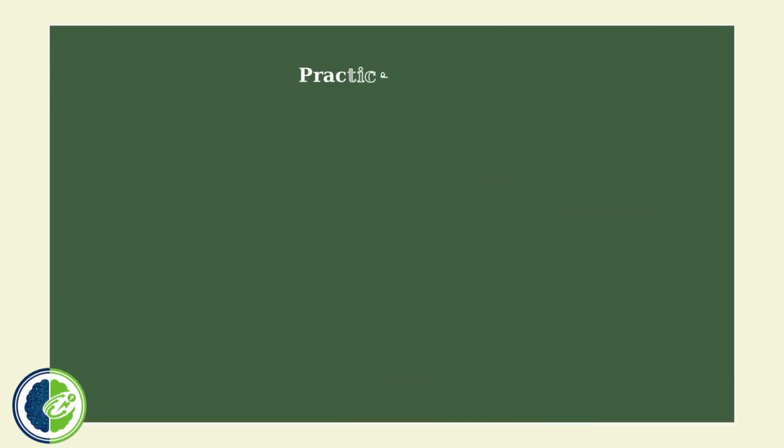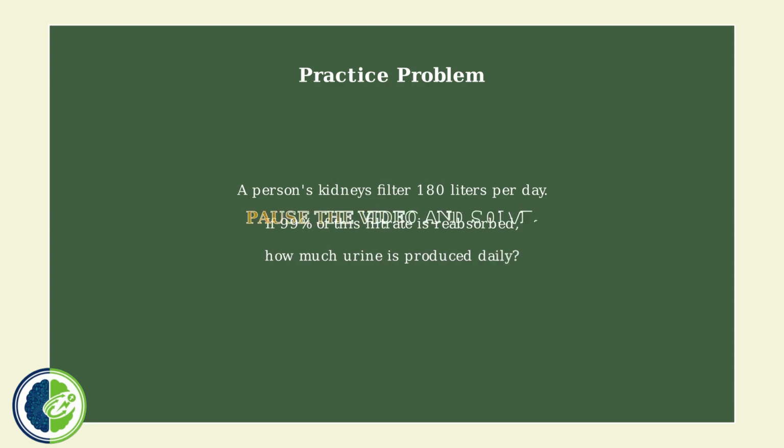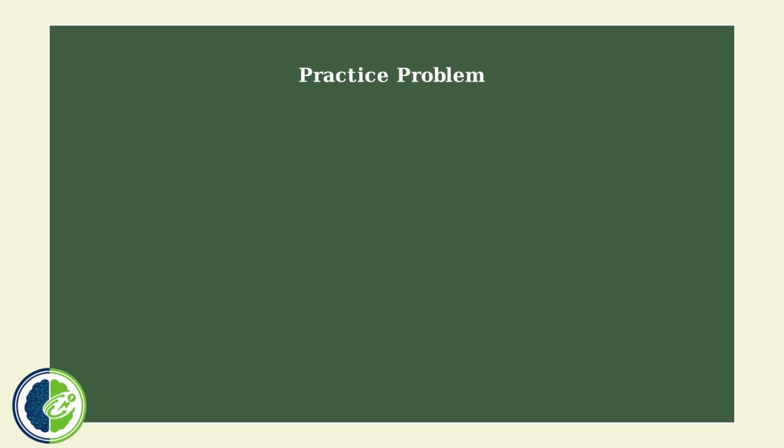Now let's test your understanding. I want you to pause this video and solve this problem. If a person's kidneys filter 180 liters per day and 99% is reabsorbed, how much urine is produced daily? Take your time, then come back and I'll show you the solution.